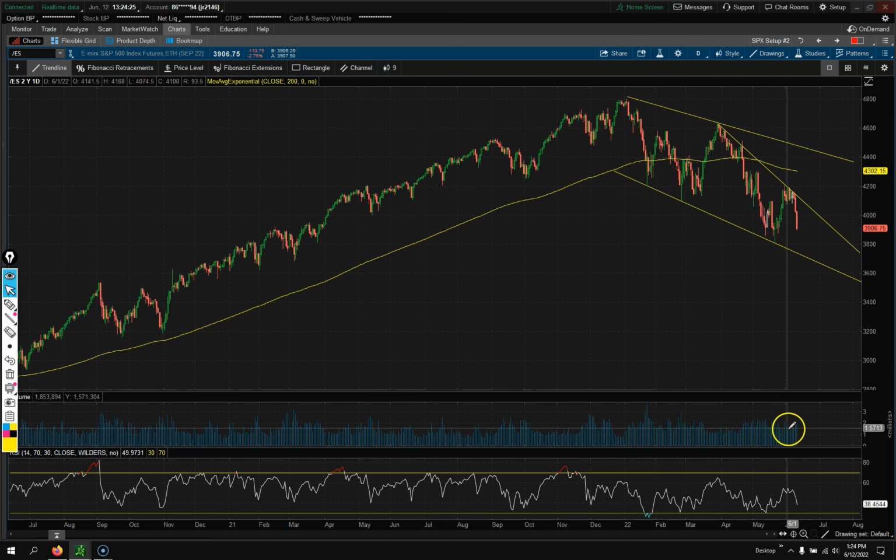But also, if we look at volume, it's starting to increase a little bit on this down move, which may tell us, as we look back in the past, usually high volume spikes signal the lows. Well, guess what? We might be starting to see that. So keep an eye on it this coming week.